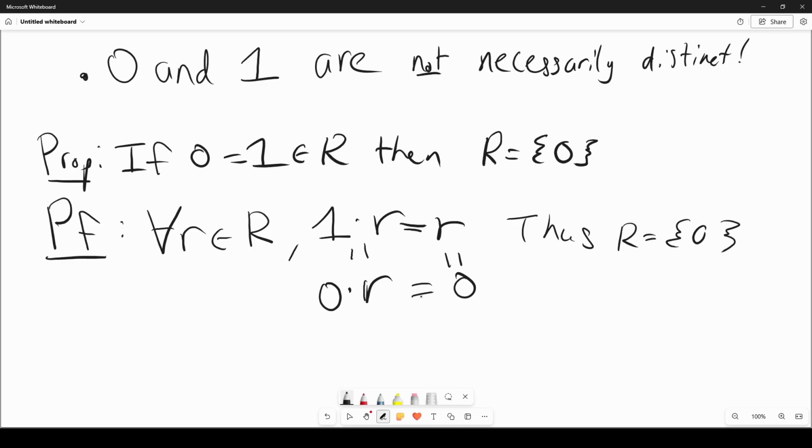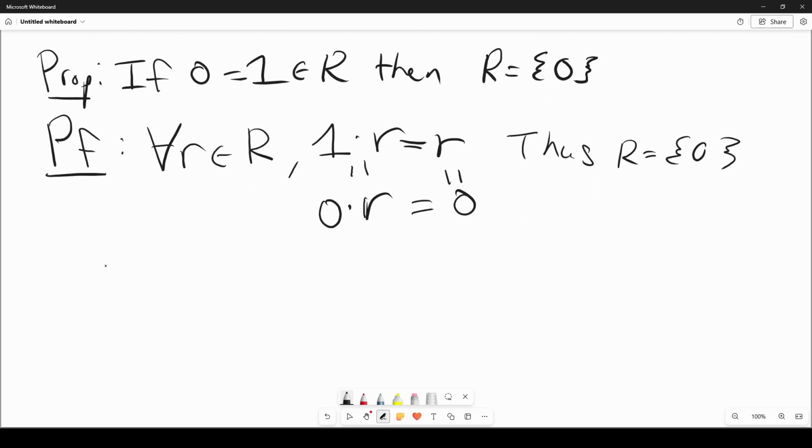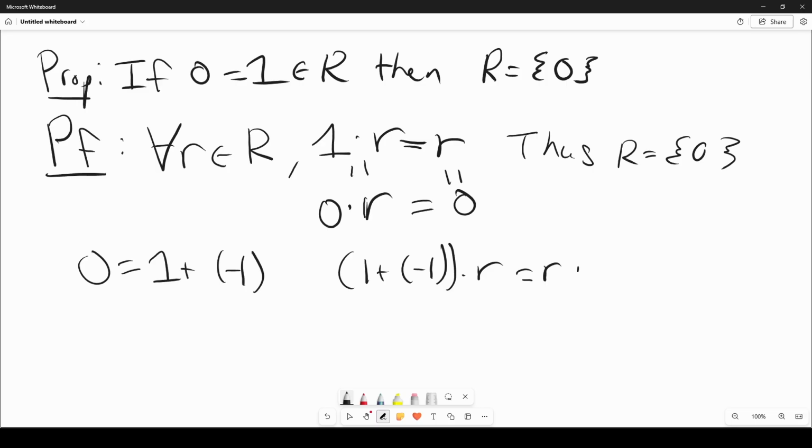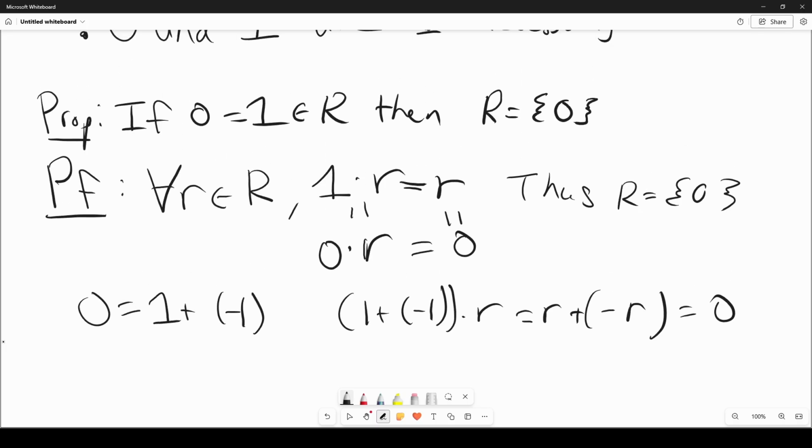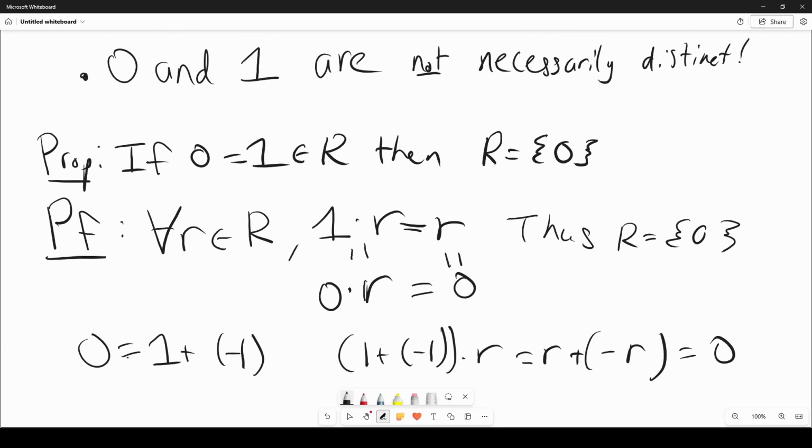And if you want to show why 0 times r equals 0, it's a pretty simple exercise. Basically, you just say 0 equals 1 plus negative 1. And then you get 1 plus negative 1 times r equals r plus negative r by distributivity, and this is just 0. So 0 times anything is 0. Okay. So luckily this trick of 0 and 1 not necessarily being distinct really only happens in a very trivial case.